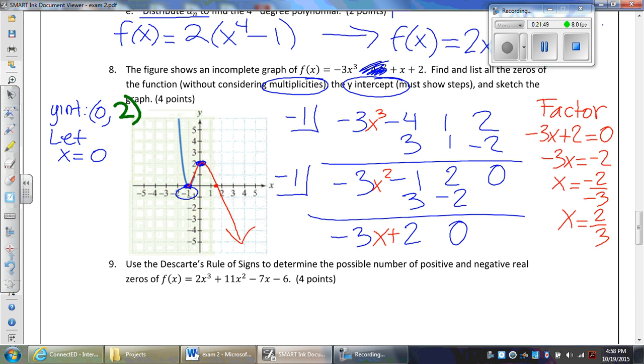Just worry about this. If you see that it touches and turns around, it's because of even multiplicity. So try to divide twice. Okay, and as long as you get a 0 for the remainder, that means that yes, it is a 0 twice. Okay?